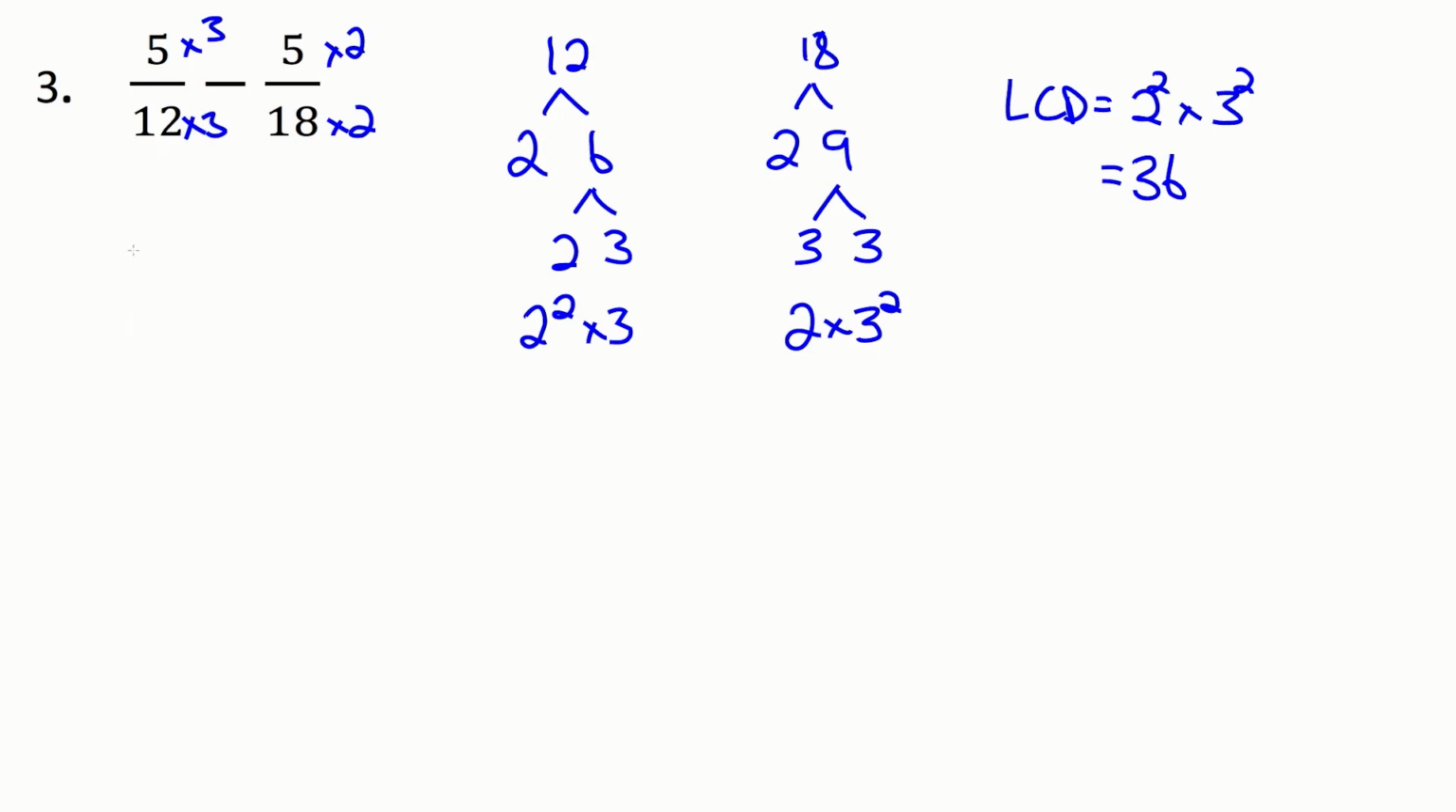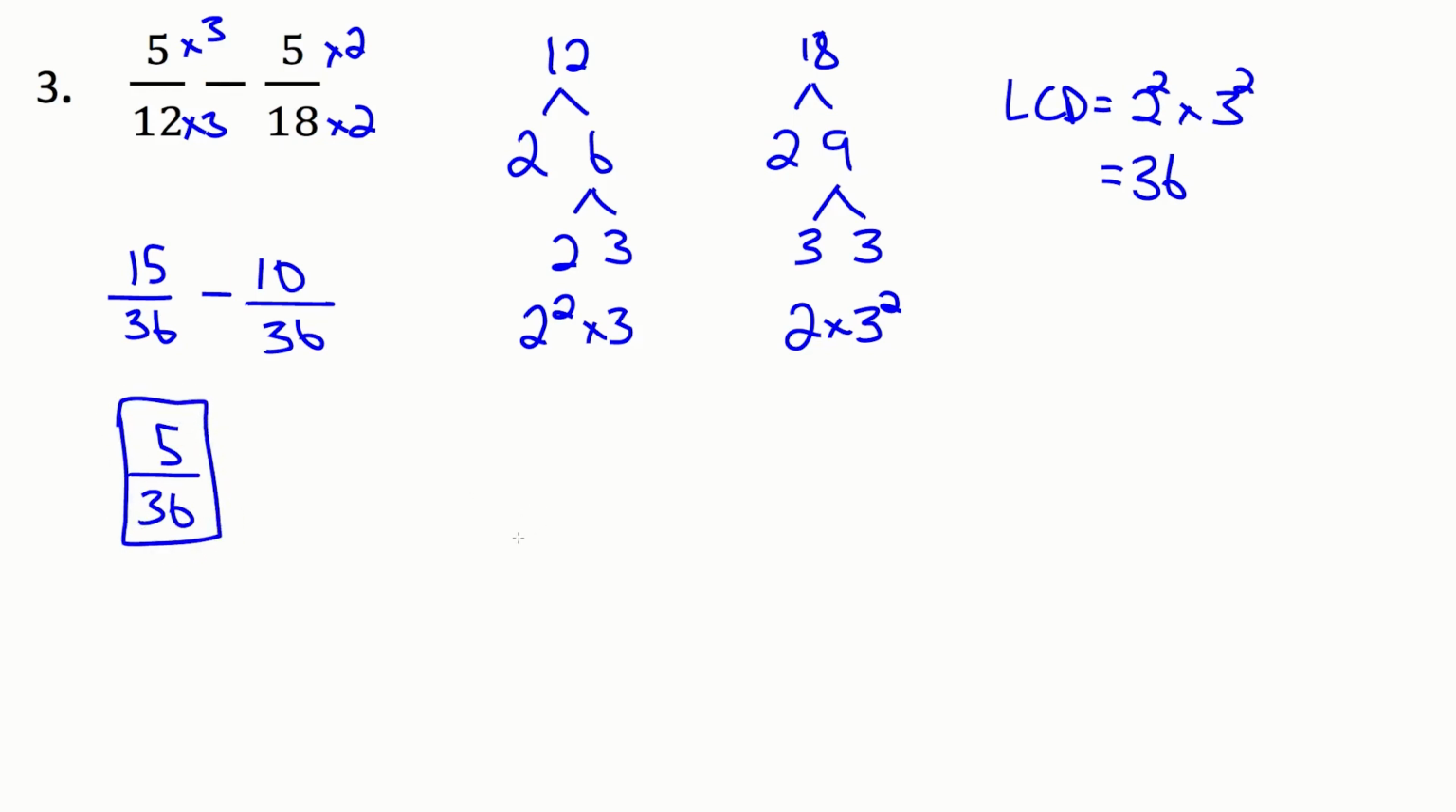So now we've got 5 times 3 is 15 over 36, minus 5 times 2 is 10 over 36. The subtraction here is pretty simple. 15 minus 10 is 5 over 36. 5 is a prime number, and it's not going to divide into 36, so that is reduced. This is a proper fraction, so no mixed number can be given for this one.